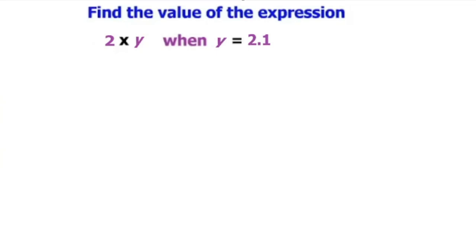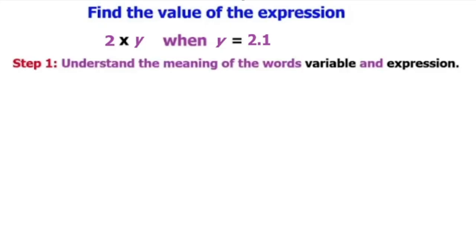In this lesson, we're going to evaluate a variable expression, but this time we're going to do it with a decimal. So if we have a problem like this that says find the value of the expression 2 times y when y equals 2.1.